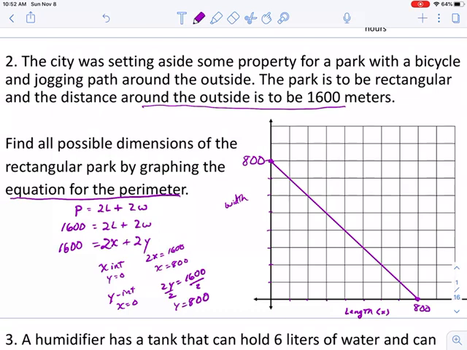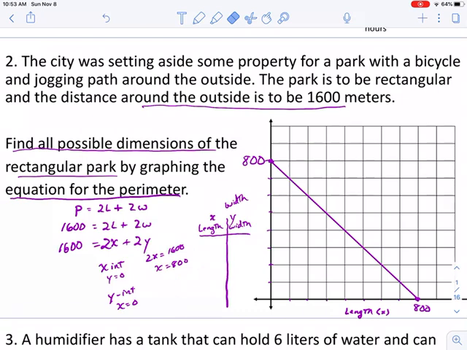Now, this problem doesn't say just graph it. It says find all possible dimensions of the rectangular park by graphing. So let's make a table. And our XY table will be the length and the width. So let's find some points on the graph. I might have to erase a little bit of this to make some room.